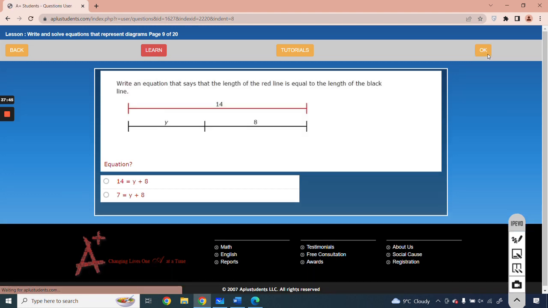Write an equation that says the length of the red line is equal to the length of the black line. So which option is the correct one? Yes, option number 1 is the correct option. Very good. 14 equals y plus 8. Got it? So just select the correct option and click on the OK button.